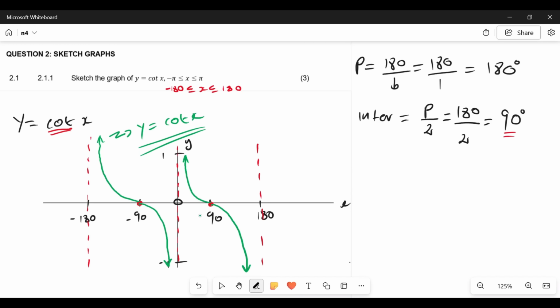So this is the type of graph that they were looking for, guys. I hope you know how to draw this graph. I haven't made videos on how to draw these trigonometric graphs, but when I have time, I will do videos on them. But this is basically how you draw this cot graph here.